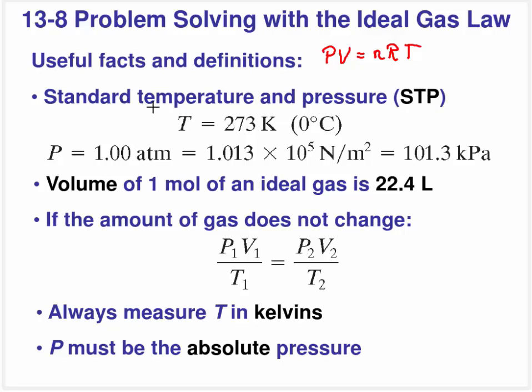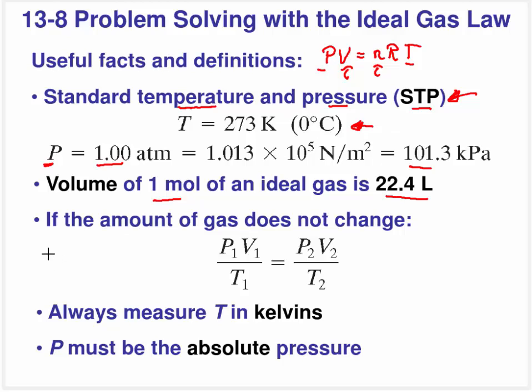And now some useful facts and definitions. We're going to define standard temperature and pressure, or STP, to be 273 degrees Kelvin or 0 degrees Celsius. And the pressure is going to be just 1 atmosphere, which is 101.3 kilopascals. If I've defined my pressure and my temperature, now I can relate my volume to the number of moles. So 1 mole of gas is going to have a volume of 22.4 liters at STP.